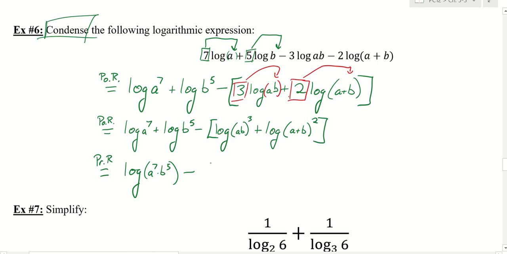minus, and let's collect these two inputs as well, right? So this is the sum of two logarithms of distinct inputs. So we take the product of those two inputs. So this is going to be ab all cubed times a plus b all squared. So that is the new input. All of what we have here in these square brackets, these two logarithmic expressions, have now been condensed into one logarithmic expression right here.